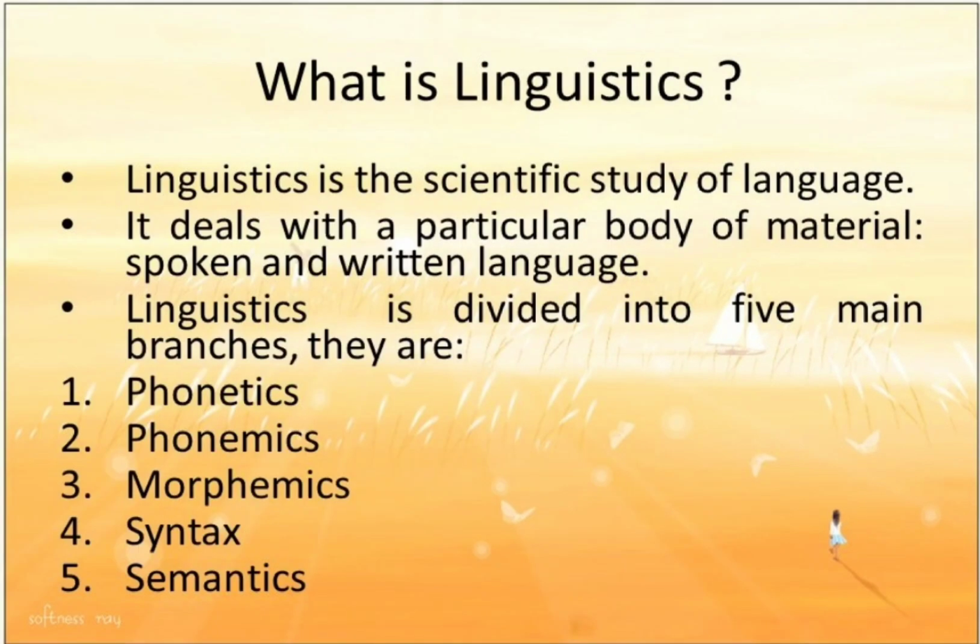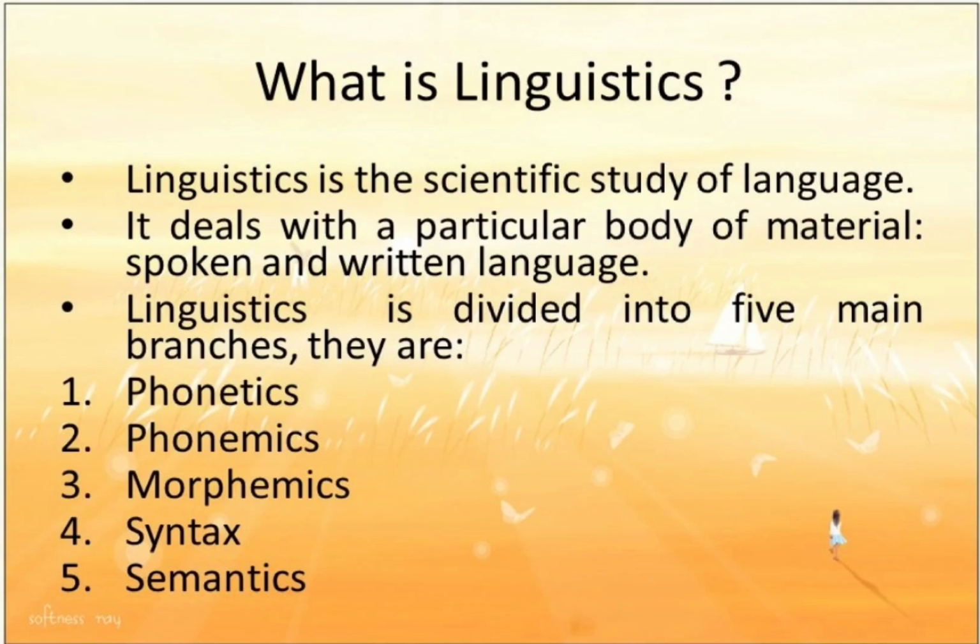For additional learning, let's define linguistics. So what is linguistics? Linguistics is the scientific study of language. Remember, it is a scientific study of language. It deals with a particular body of material, spoken or written language. Linguistics is divided into 5 main branches. There are phonics, phonemics, morphemics, syntax, semantics. I will not explain the 5 branches of linguistics.